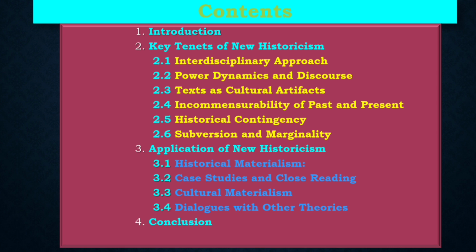Contents. 1. Introduction to key tenets of new historicism. 2.1 Interdisciplinary approach. 2.2 Power dynamics and discourse. 2.3 Texts as cultural artifacts. 2.4 Incommensurability of past and present. 2.5 Historical contingency. 2.6 Subversion and marginality. 3. Applications of new historicism. 3.1 Historical materialism. 3.2 Case studies and close reading. 3.3 Cultural materialism. 3.4 Dialogues with other theories. 4. Conclusion.